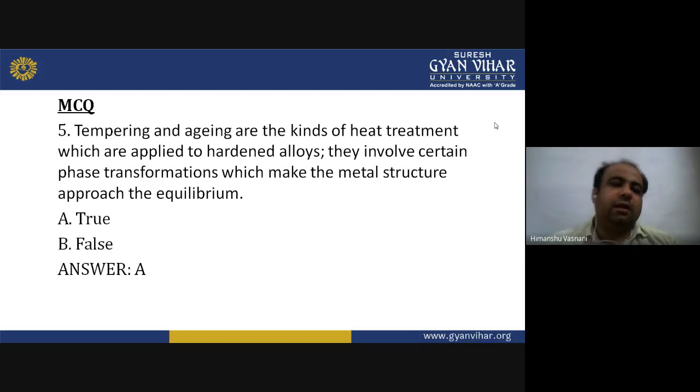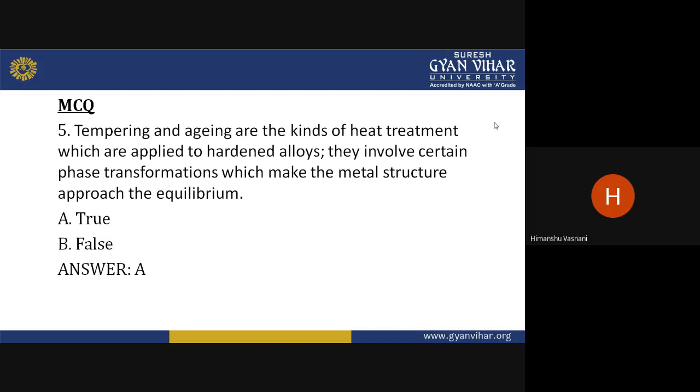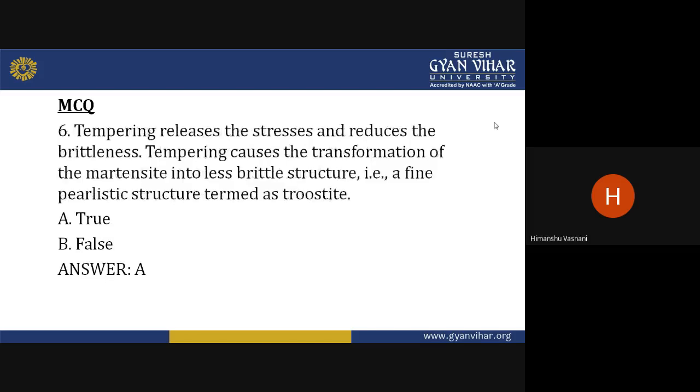Okay. Now, tempering and aging are the kinds of heat treatment which are applied to hardened alloys. They involve certain phase transformations which make the metal structure approach the equilibrium. Now this is just defining tempering. Tempering and aging are the kinds of heat treatment applied to hardened alloys. They involve certain phase transformations which make the metal structure approach the equilibrium. That is true.